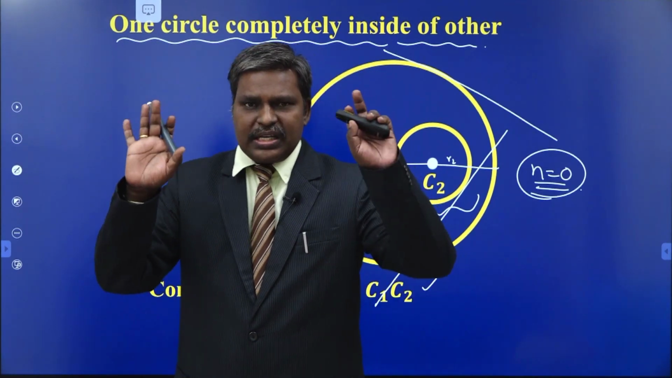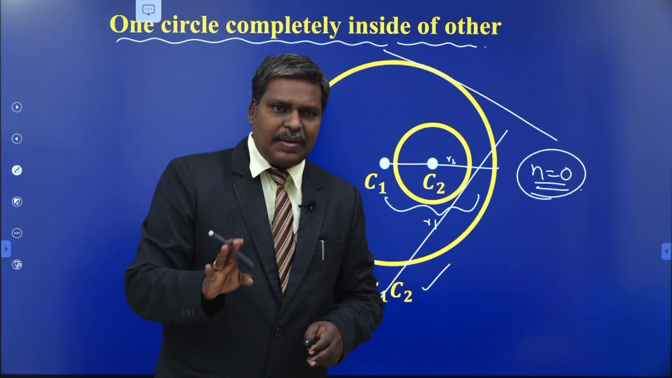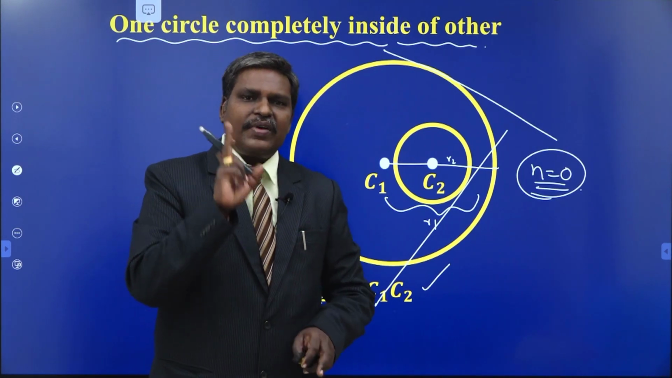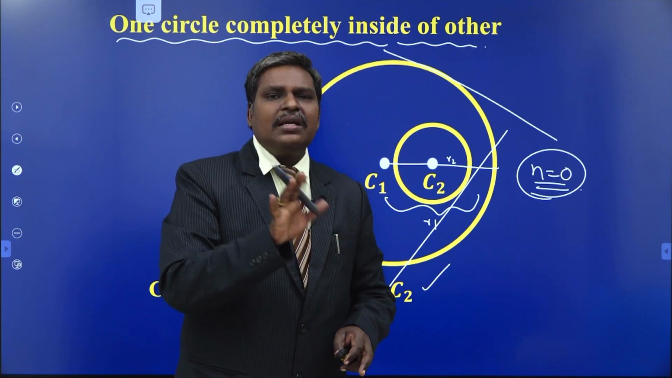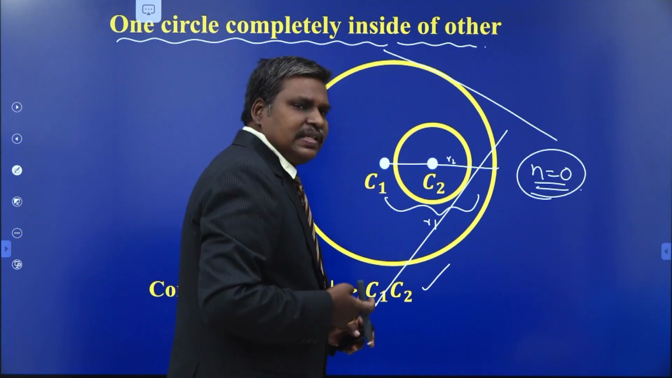So the two circles completely outside, 4 common tangents. Touch each other externally, 3 common tangents. Intersect each other, 2 common tangents. Touch internally, 1 common tangent. Inside the other, no common tangent. So within 1 minute we can summarize all these things here.